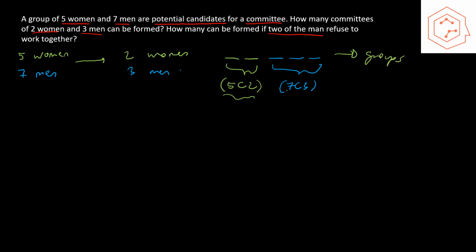So the total number of groups is going to be equal to 5 choose 2 multiplied by 7 choose 3, which is equal to 10 times 35, which is equal to 350 possible groups.